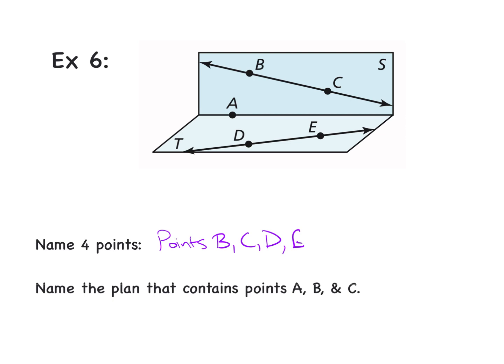Now, how many planes do I have here? 2. Okay? So what this is kind of representing is, in real life, it would look kind of like the floor is a plane and the wall's a plane and they're coming together. Okay? And they're intersecting in that line. So this line right here is where they're intersecting. Think about it as a wall and the floor coming together. All these points are on the wall. All these points are on the floor.